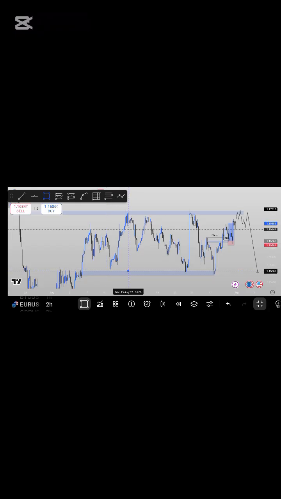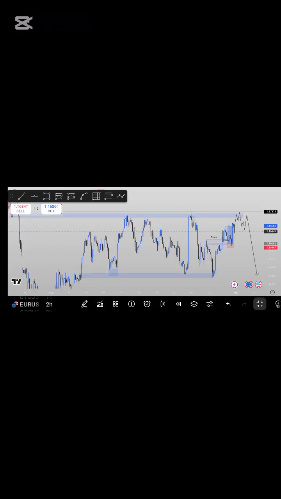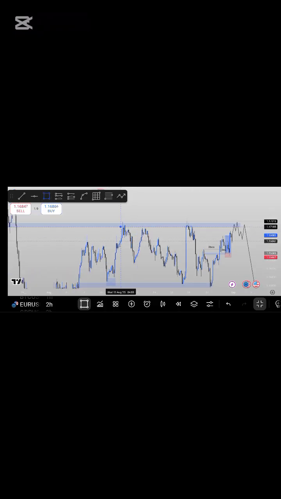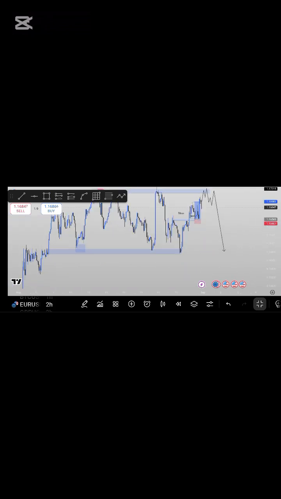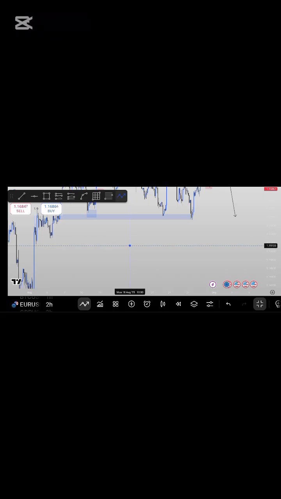Whenever price reaches a particular support zone on a higher time frame, or a resistance zone on a higher time frame, this is the pattern I look out for. Then I apply the strategy I trade, which is: when price goes to a resistance zone like this, all I need is price pushing up like this, then changing character here, and then giving me an inducement.